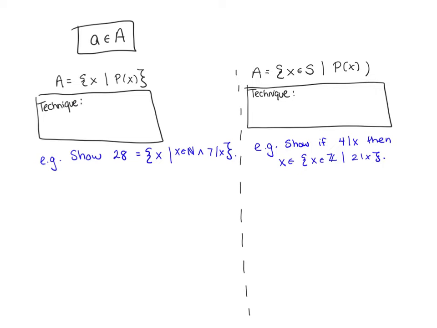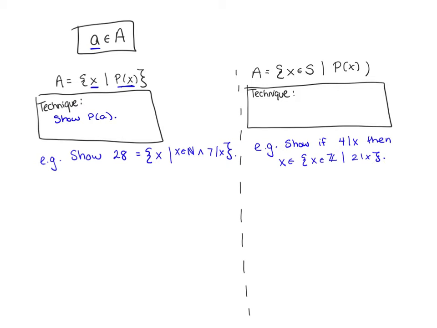So let's start out with showing that a is an element of some set A. This depends on how we actually define our A, right? So the way that we prove this depends on how we define A. But usually it's going to be given in some sort of set builder notation, or you can rewrite it in set builder notation. So if I think about A as the set of x that satisfy P of x, then to show that little a is in that set, I just need to show that little a satisfies P of x. So I just need to show P of a, right?